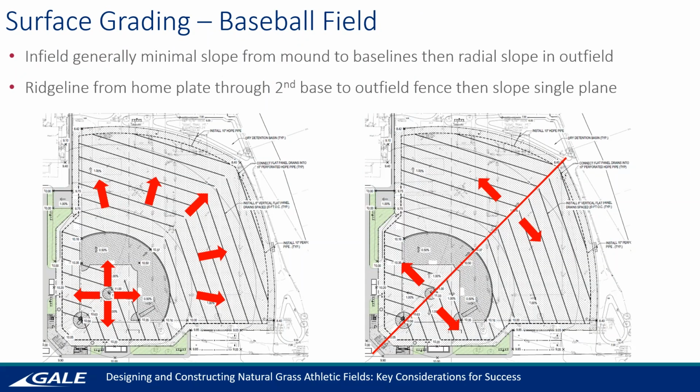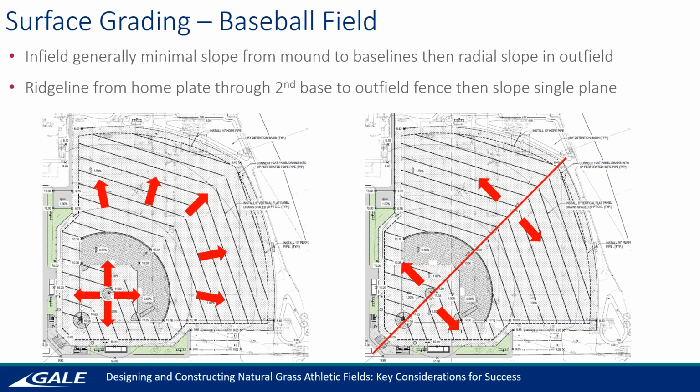When you're switching over to baseball, baseball is the one on the far right here. You can have a ridge line that would go through the backstop, directly through home plate, the pitcher's mound, through second base, and straight to the outfield, and then slope it from either side of that at a constant slope, side-to-side fashion. Or you can look at sloping the infield portion of it, having a minimal slope on the infield.